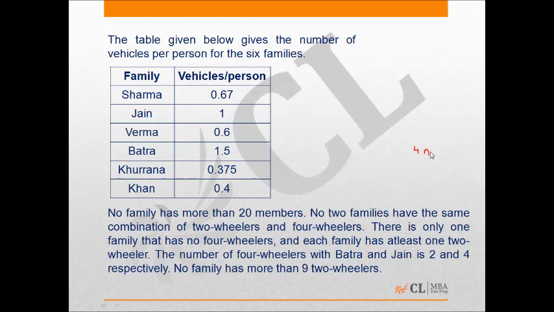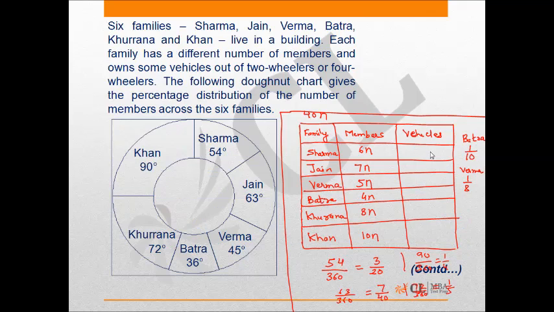Similarly, if I follow the other data, we can calculate the number of vehicles for each of the families. So let's go back to the previous data and fill in the number of vehicles per family. First I'll fill 4n for Sharma. Similarly, for Jan, it will be 7n. Then for Varma, you will have 3n. For Batra, 6n. For Khurana, 3n. And for Khan, 4n.